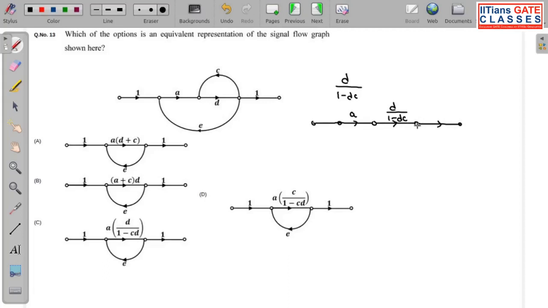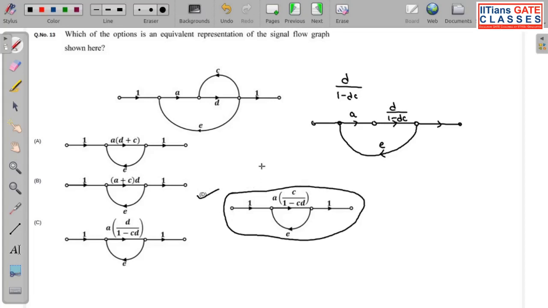Here we will be having E. Now I can just multiply these, because these are just consecutive nodes, so I can multiply them. So you can see option D is correct. This option is your correct answer.